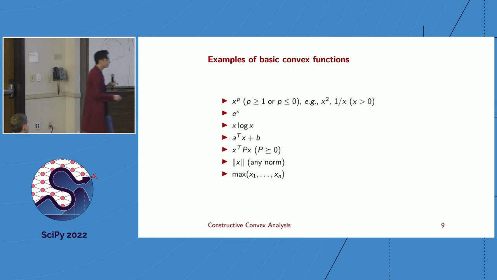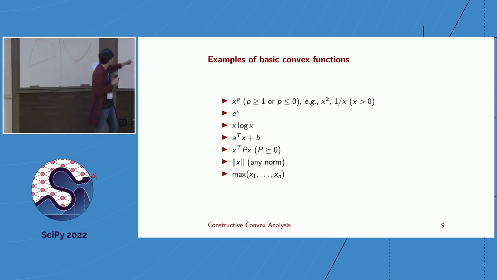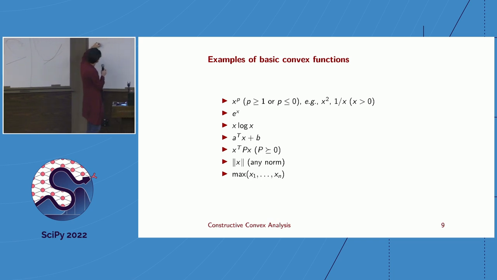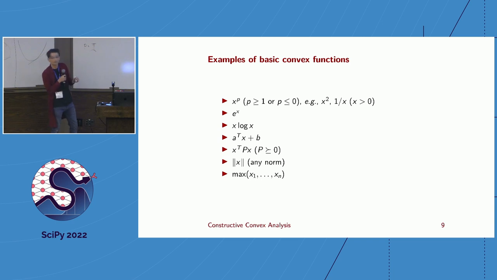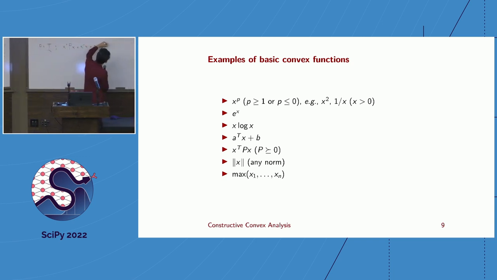Graphing it in larger cases can be tricky, but one of the most common forms of these is when P is the identity matrix, in which case saying x transpose Px is x transpose x is, in CVXPY's parlance, sum squares.